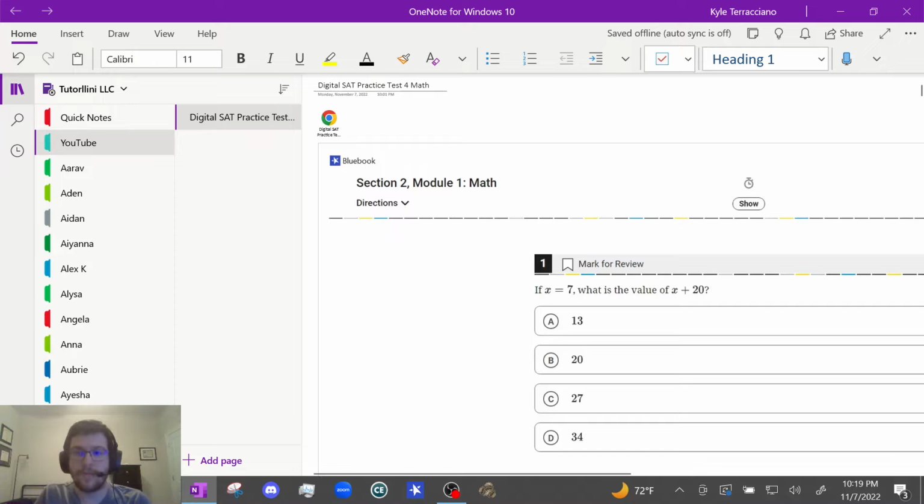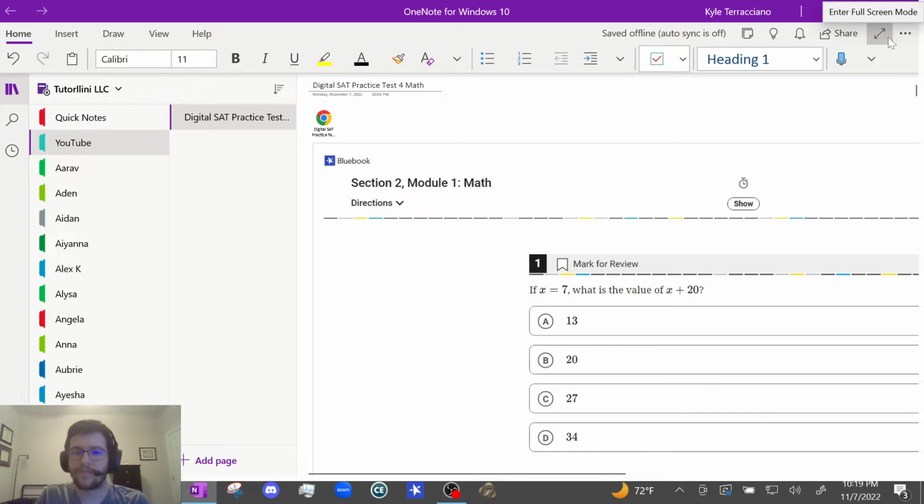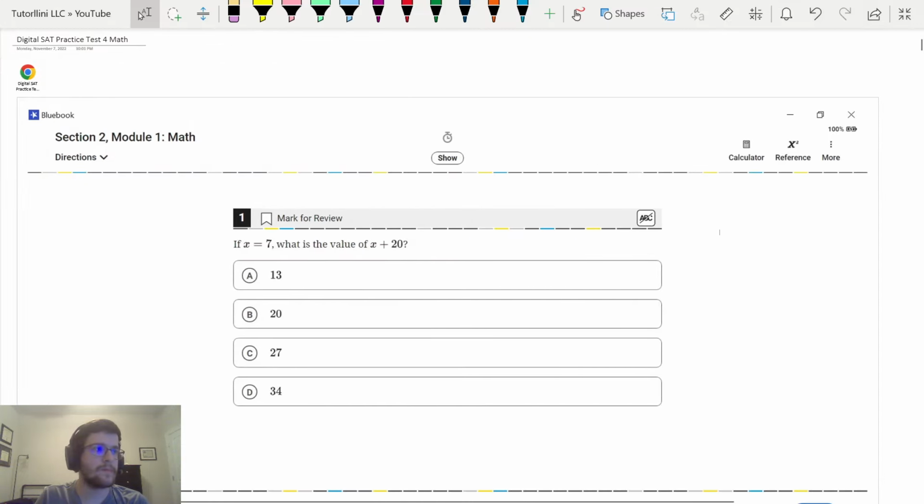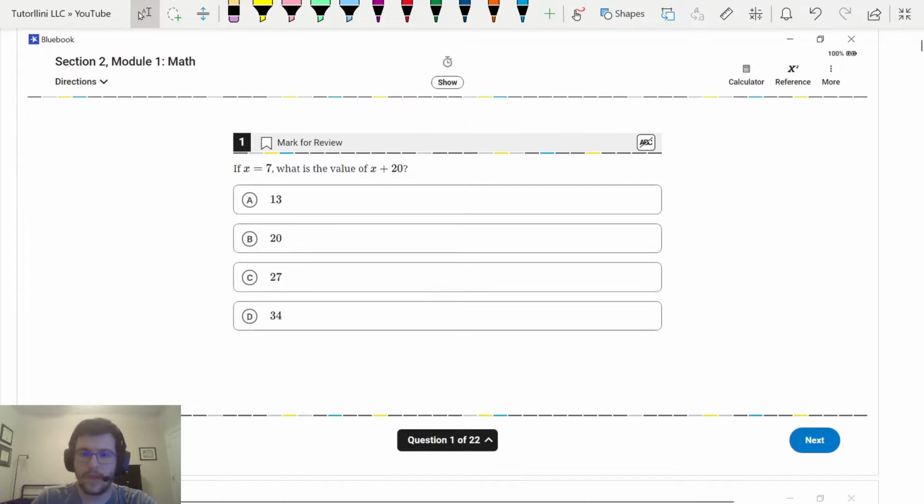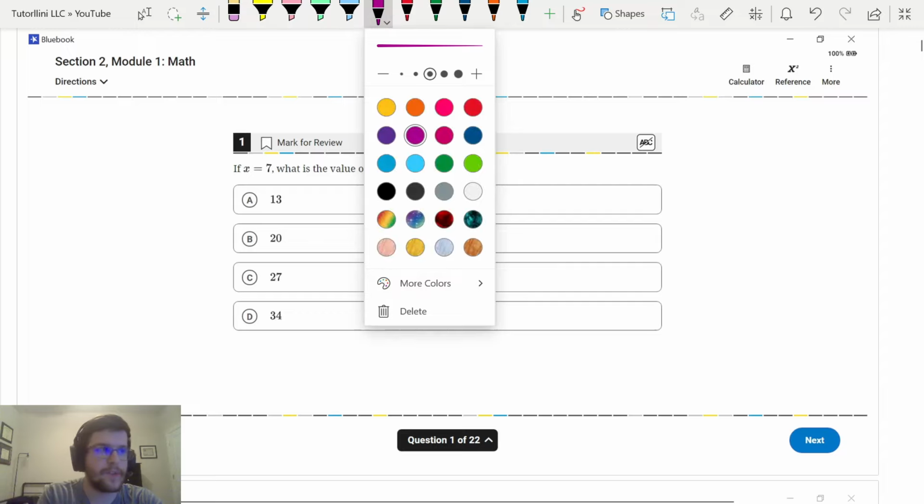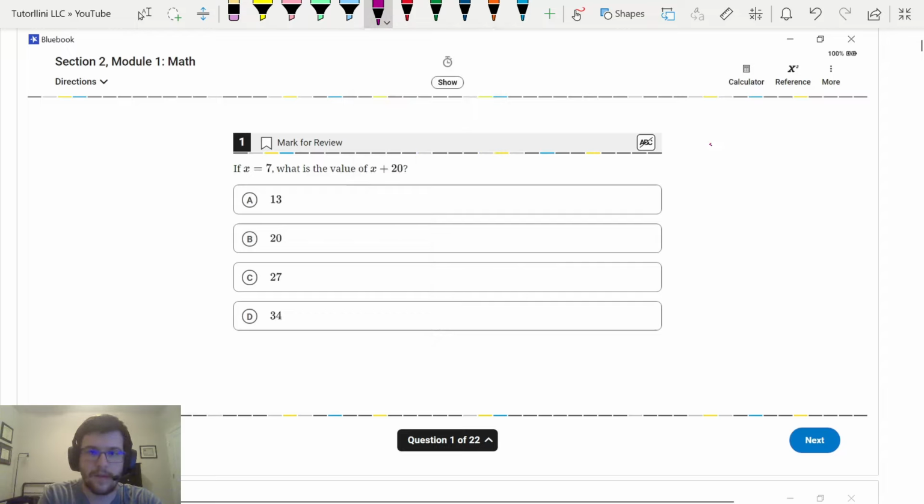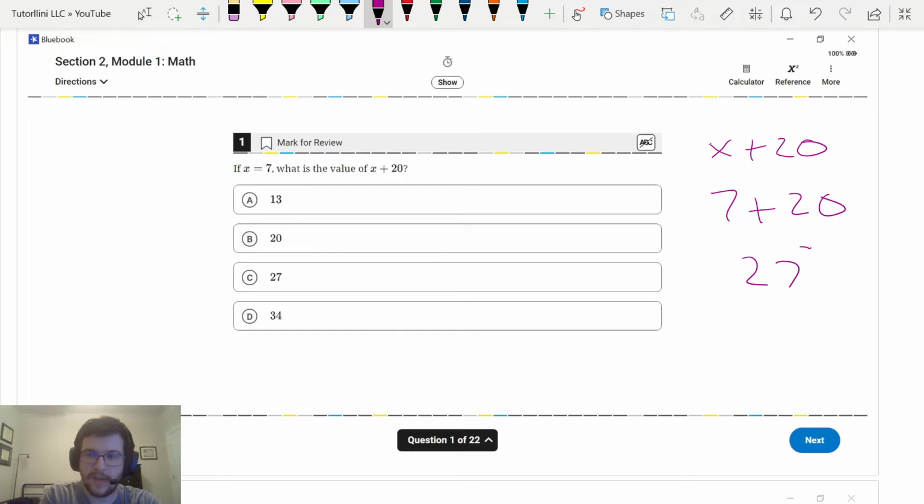Let's get started with Module 1. Okay, so for this question, I'm going to do x plus 20. But they tell us x equals 7, so we're going to replace x with a 7. And we do 7 plus 20, which is 27. And that gives us answer choice C.